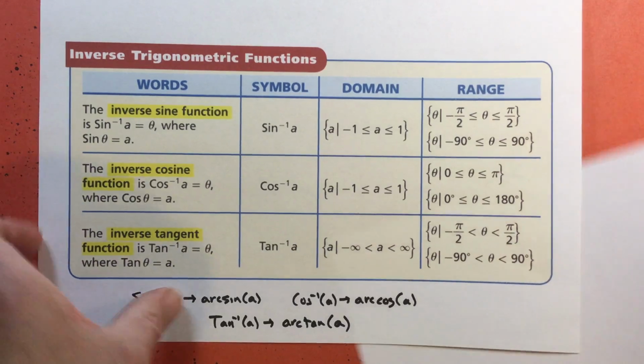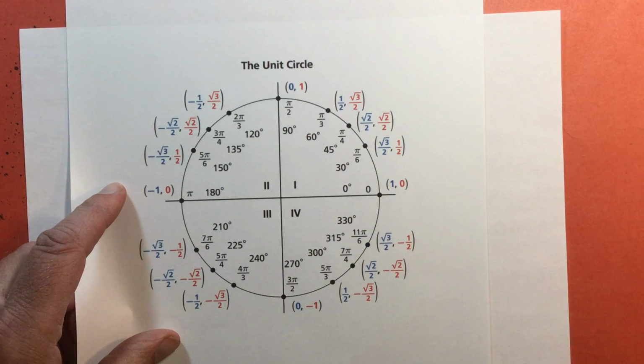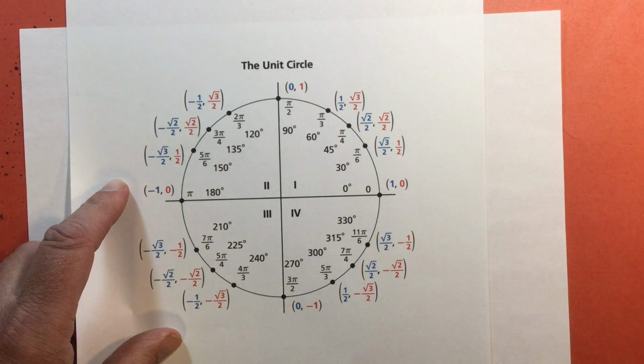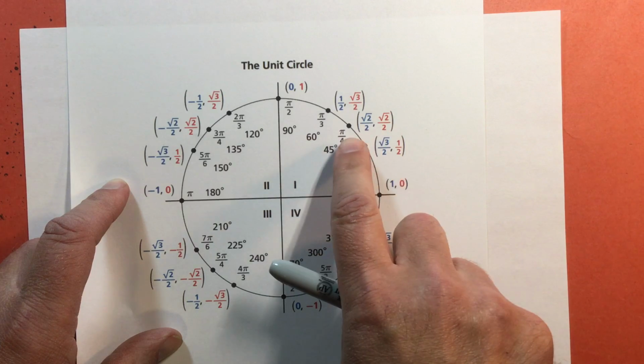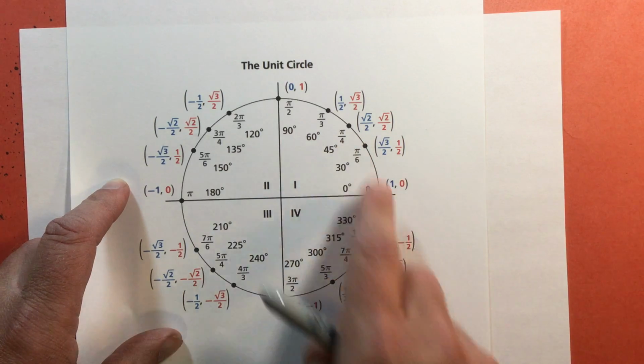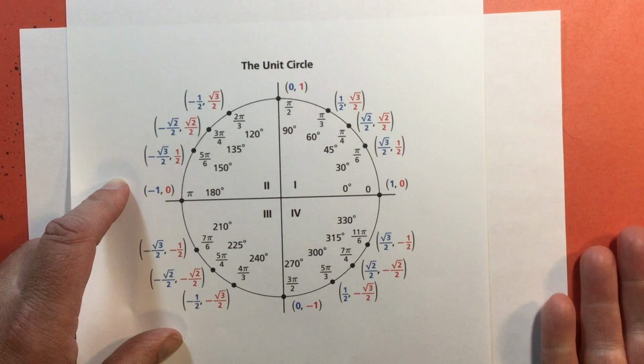Okay, so if you remember, I keep pulling back out my unit circle. If I said, what angle has a sine of square root of 2 over 2? So here's my square root of 2 over 2. It'd be pi over 4 plus all the times I could go around to pi over 4 that are coterminal.